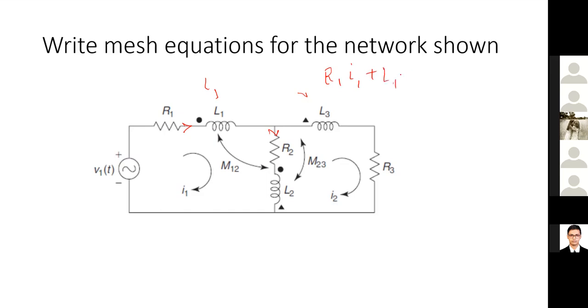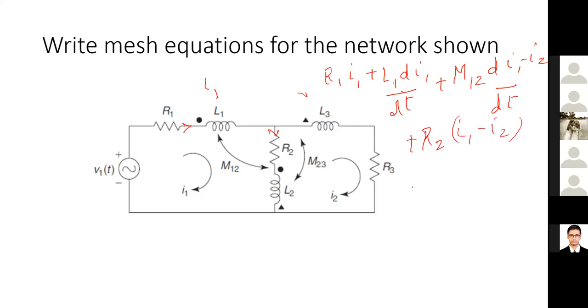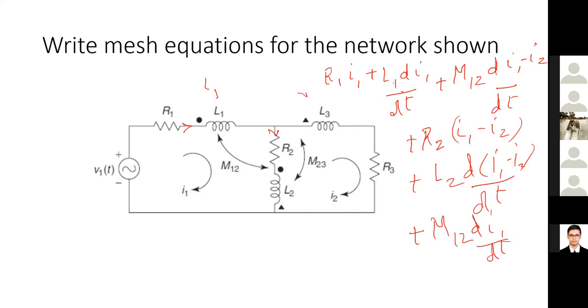I'll write here mesh 1: R1 I1 plus L1 dI1 by dt. Together with that, you write the mutual inductance term, plus M12 d(I1 minus I2) by dt, plus R2 (I1 minus I2), plus L2 d(I1 minus I2) by dt, plus M12 dI1 by dt. I have typed it neatly in the next slide. Let us go to the next slide.